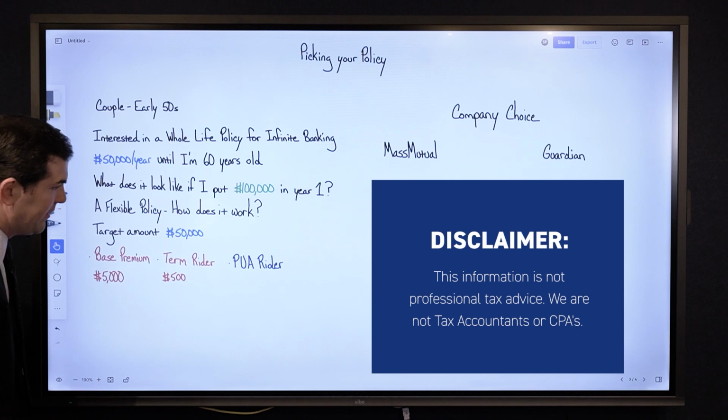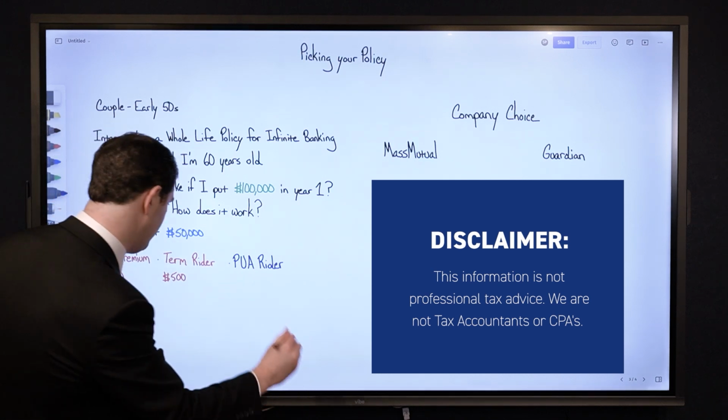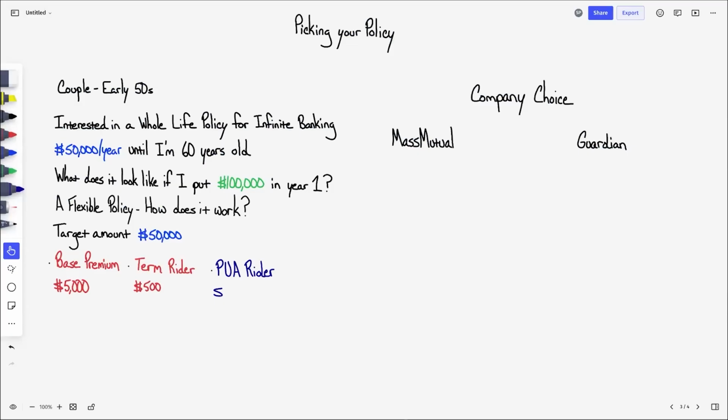And then the last item, the PUA rider, which stands for paid up additions. That's how we maximize the cash value. This would be what, 44.5 in this particular example. We put as much money as we can here in order to maximize the cash value, as this is what beefs up the cash value immediately.